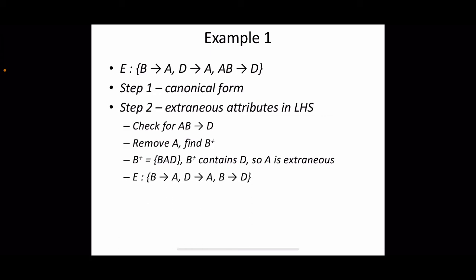So we will add another dependency by removing A from this. So B determines D will be there. So new set E will be B determines A, D determines A, both from the previous set, and this will be modified as the extraneous attribute is removed. We will get B determines D.